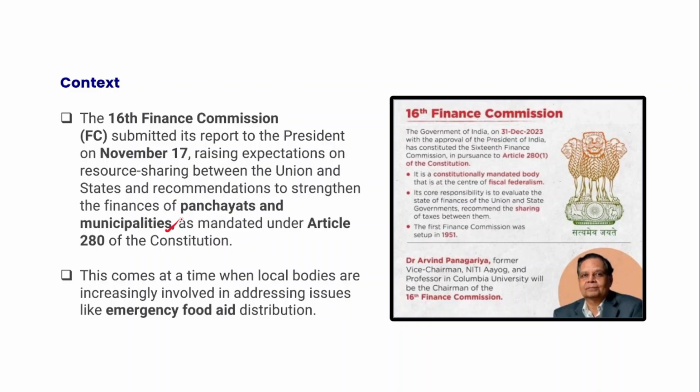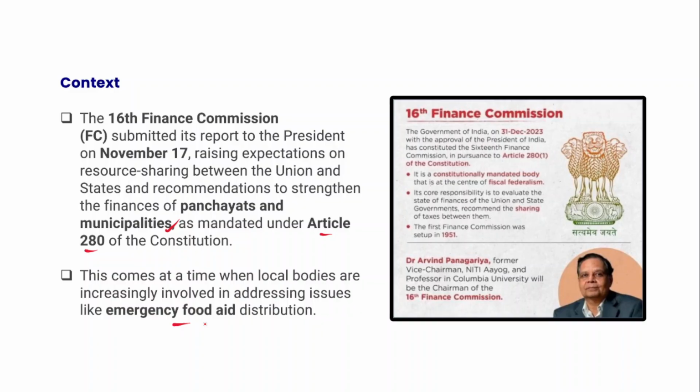In fact, the Union Finance Commission can make recommendations to augment the resources of the state so that they can distribute a greater amount of finances to panchayats and municipalities. And the Union Finance Commission is constituted under Article 280 of the Indian Constitution. So this comes at a time when local bodies are increasingly involved in addressing issues like emergency food aid distribution, right? So let's understand this 16th Finance Commission.